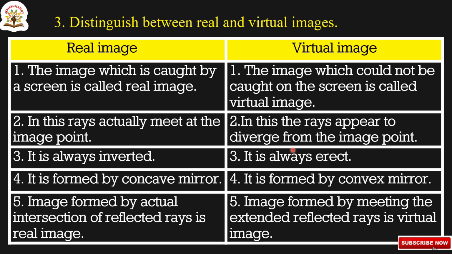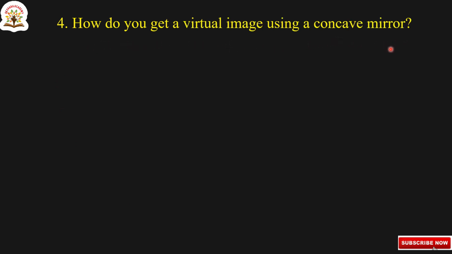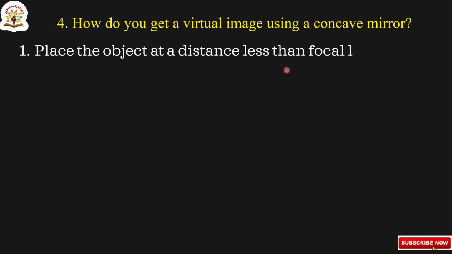These are the differences between real image and virtual image. Next, we will go to the next question. Fourth one, how do you get a virtual image using a concave mirror? Now in this question they are asking when we are getting the virtual image by using a concave mirror. Let us discuss. Place the object at a distance less than focal length of the mirror.